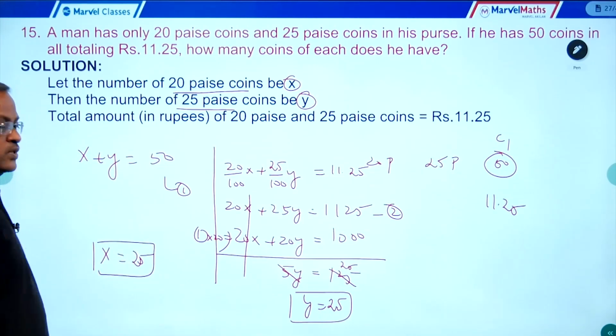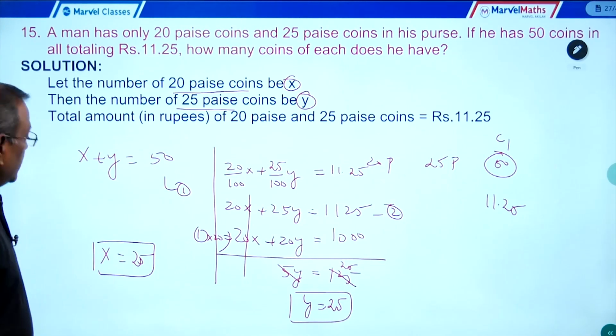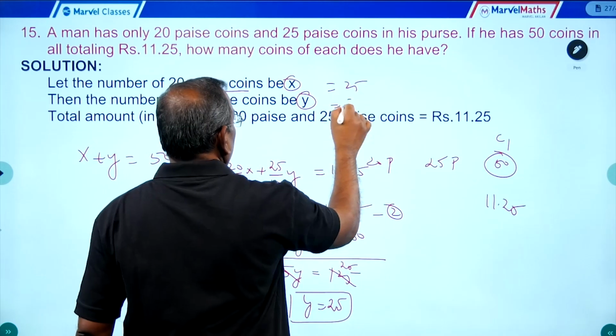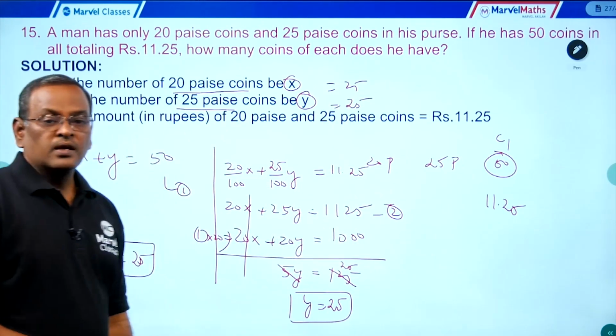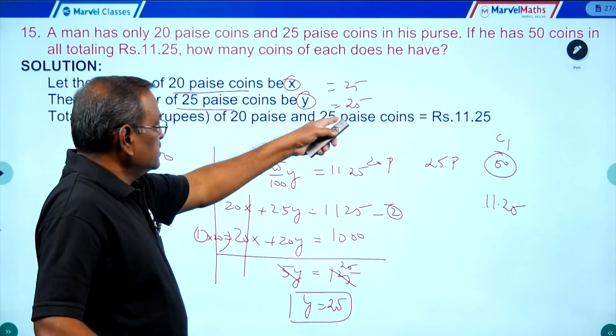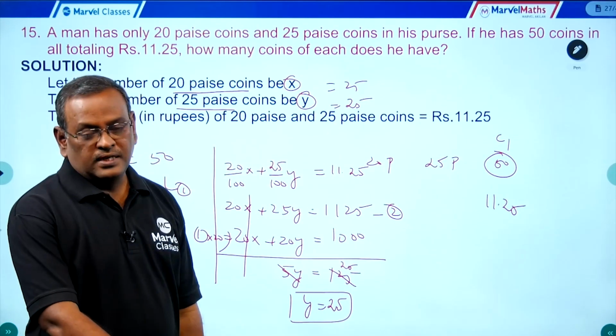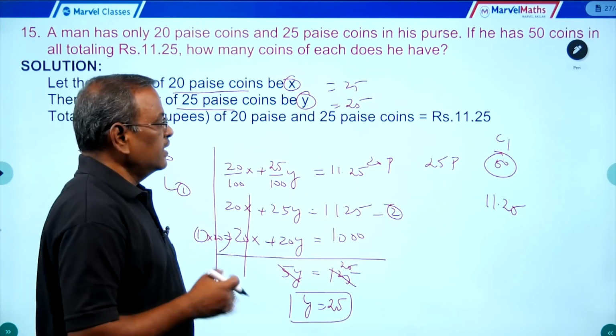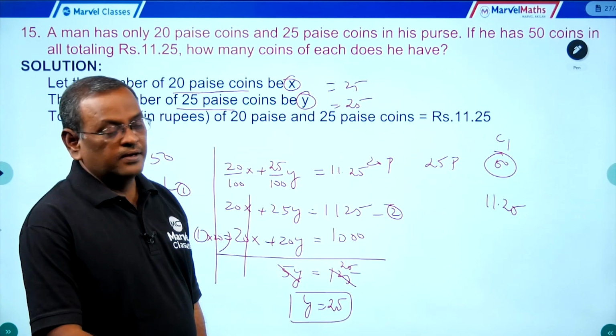Then what is your conclusion now? Number of 20 paise coins equal to 25 and number of 25 paise coins is also 25. So each has the same number of coins, and if you add both the cases you will get 50. The first condition is satisfied. Similarly you can verify the second condition. This is under the commercial mathematics heading.